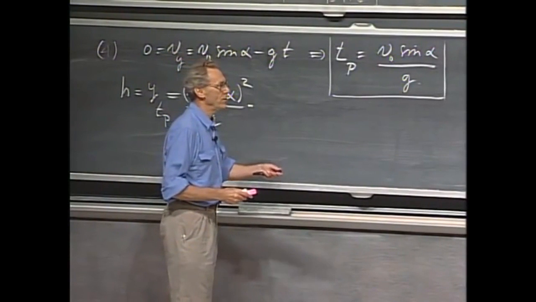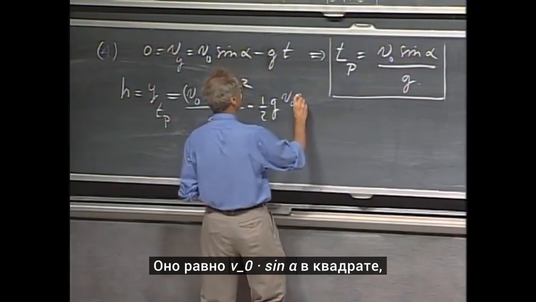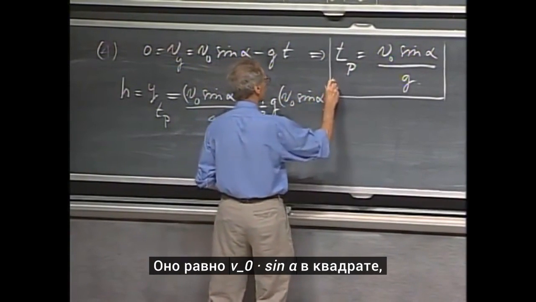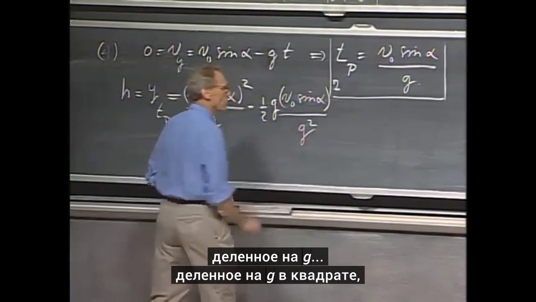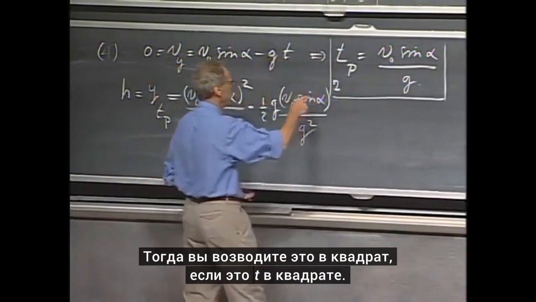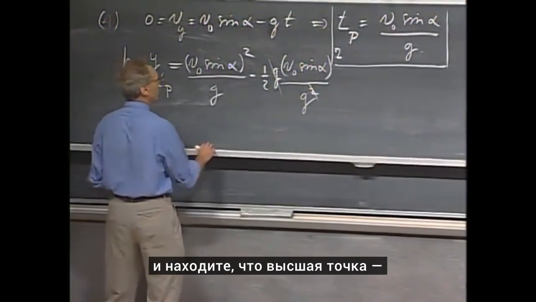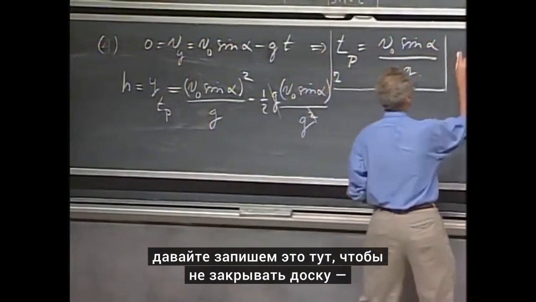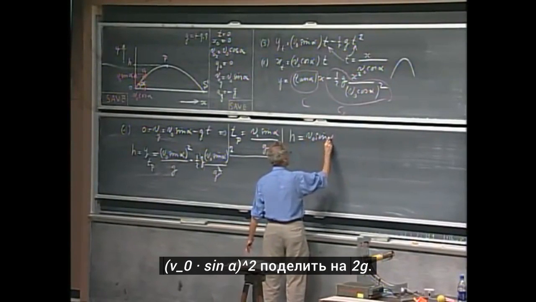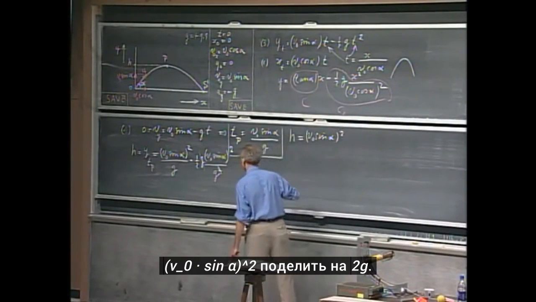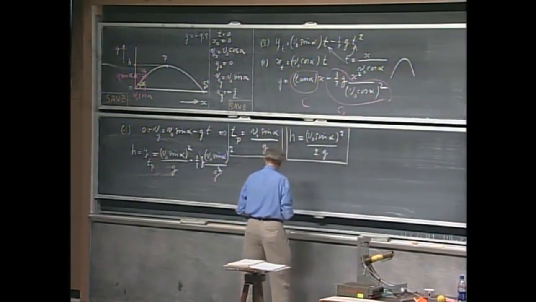This equation, minus half gt squared, minus 1/2 g times this one squared, which is v0 sine alpha squared divided by g squared. Of course, there's a g here, so you square the whole thing, it is t squared. You lose 1g, and you will find then that the highest point, let's write it down here so that we don't block that blackboard, the highest point in the sky equals v0 sine alpha squared divided by 2g. That is the highest point.